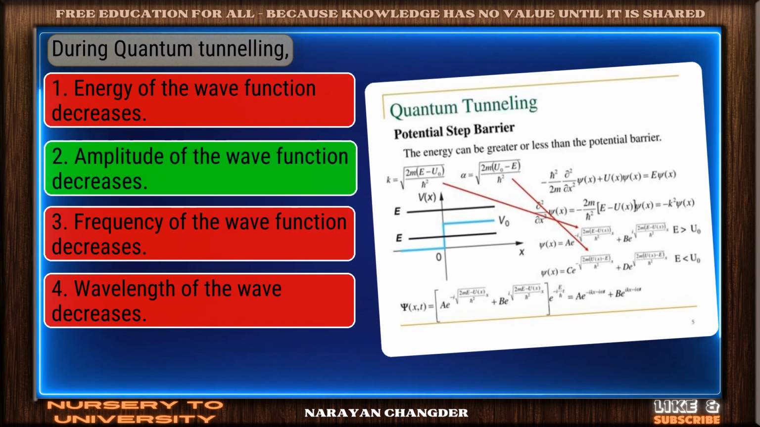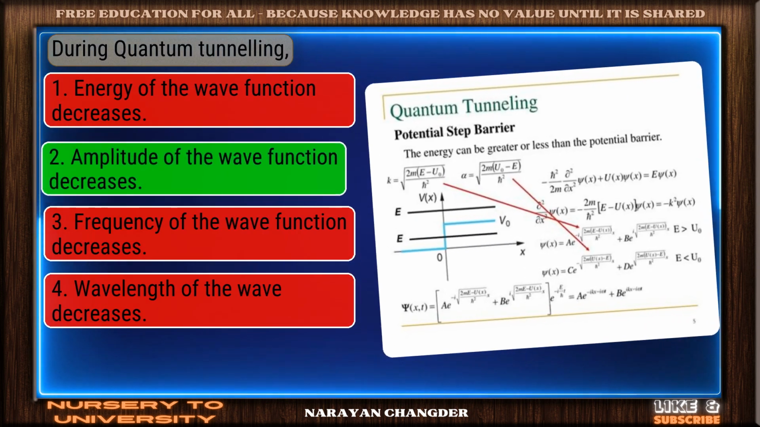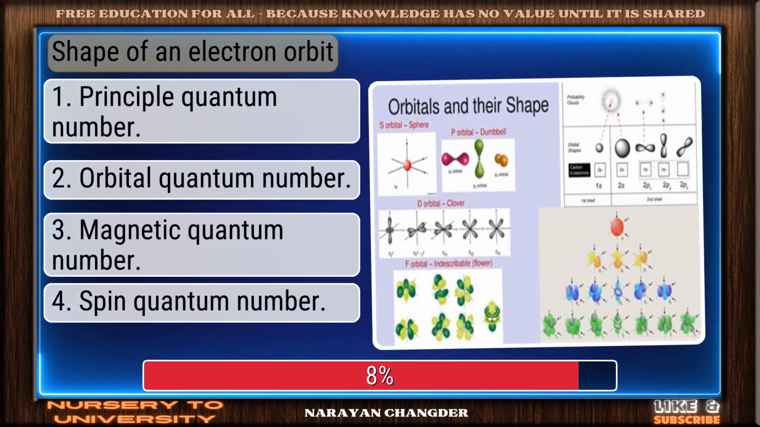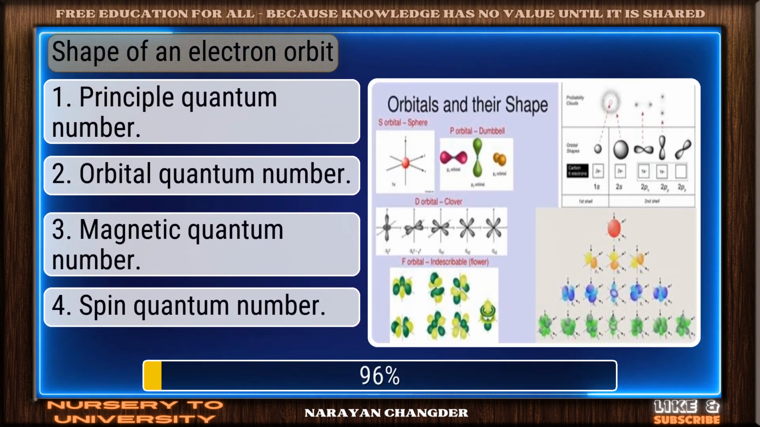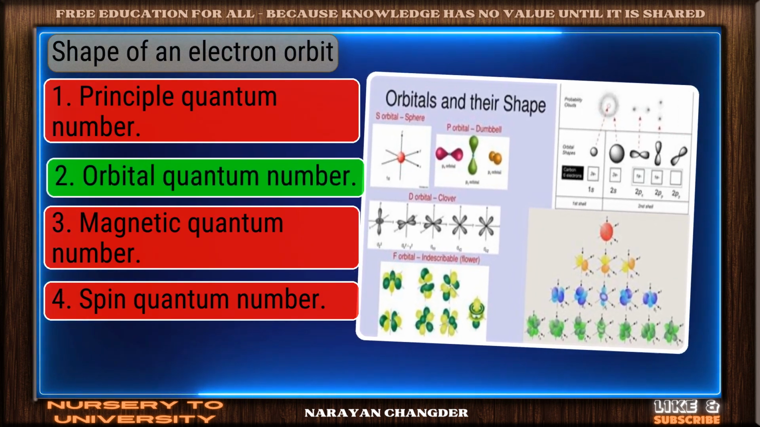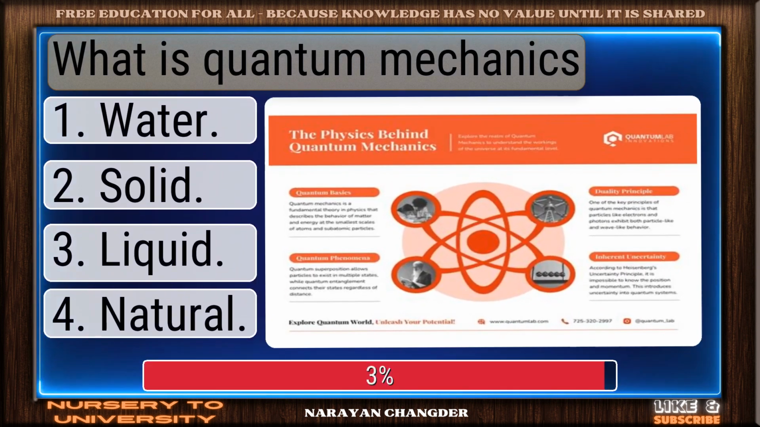Good job. Your answer, amplitude of the wave function decreases, works well here. Question number 74. Shape of an electron orbit. Nice work. You chose orbital quantum number and it is correct. Question number 75. What is quantum mechanics?